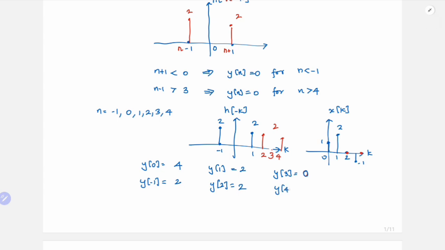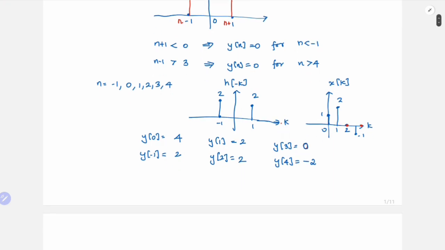And finally, we'll calculate y of 4. So y of 4, this is going to be at 3 and 5. So 3 and 5. At 5, this is going to be 0. At 3, this is minus 1. So 2 into minus 1 will give me minus 2. Okay. So this is how you keep shifting this h of minus k. And then you take the product and then you can find each of the values of y of n.